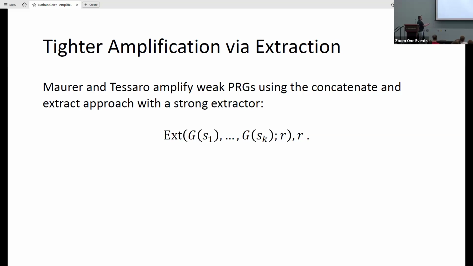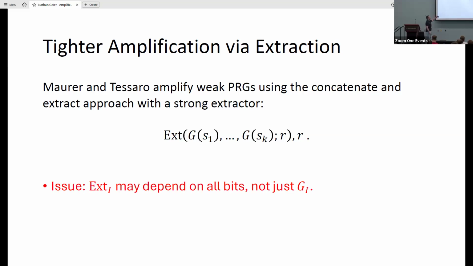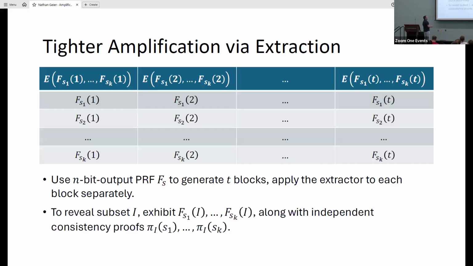Now, here it is not clear. Let's say that I want to reveal to you subset I of the output of the extractor. It's not clear how to reveal only a subset of the PRGs that will let you learn exactly that and nothing more, right? For all you know, maybe only computing the first bit of the extractor already depends on all the output bits of the PRGs. Okay, but we can fix that. And to fix that, we do the following.